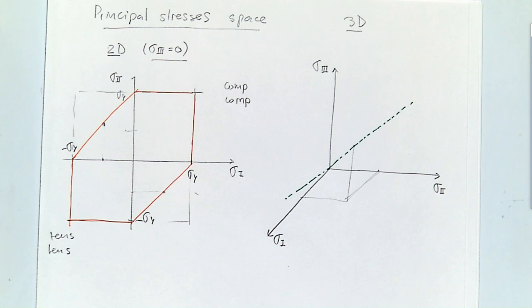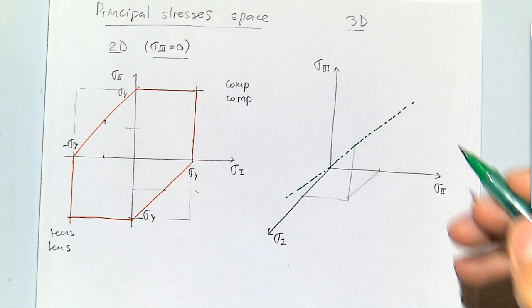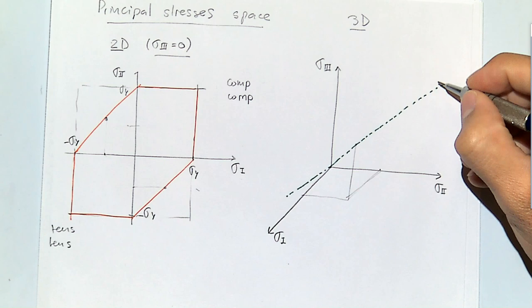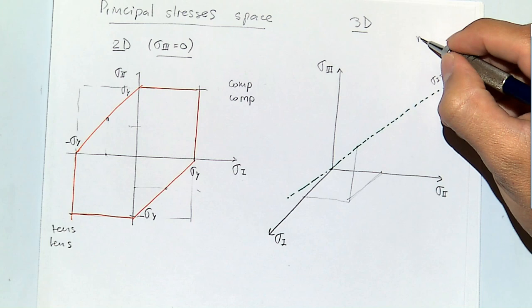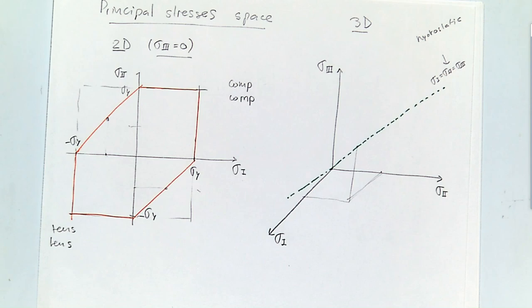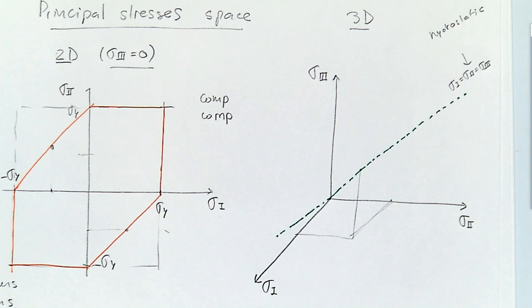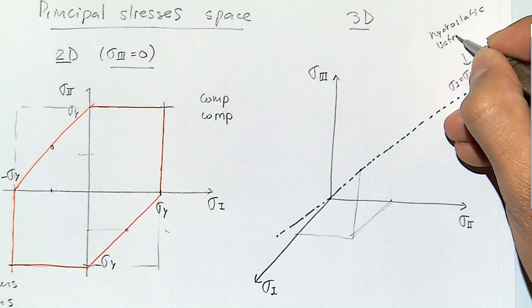All right, so then this axis is the axis of sigma 1 equal to sigma 2 equal to sigma 3. And this axis is usually called hydrostatic axis, but I don't like to call it hydrostatic because in geoscience, we understand hydrostatic as something which is in equilibrium with a column of water. And I would rather call it the isotropic stress axis.